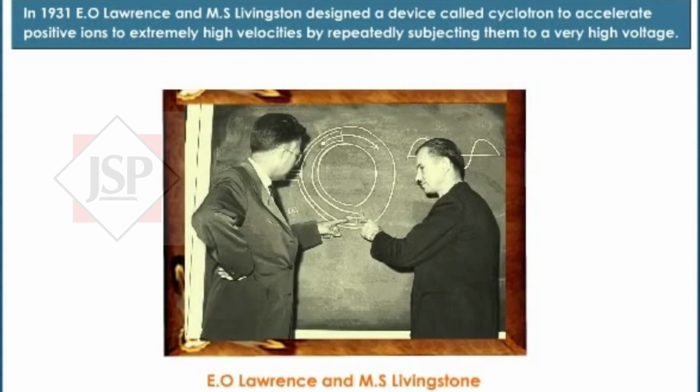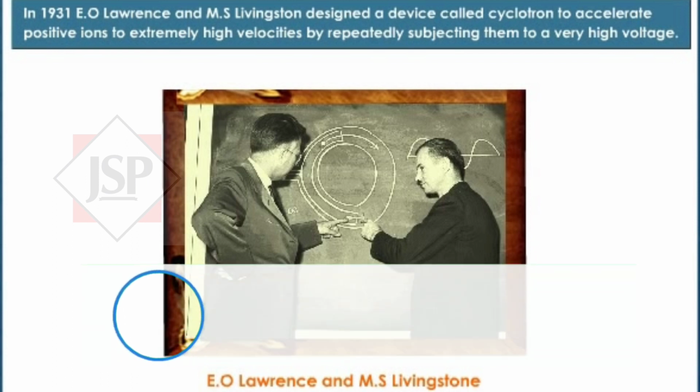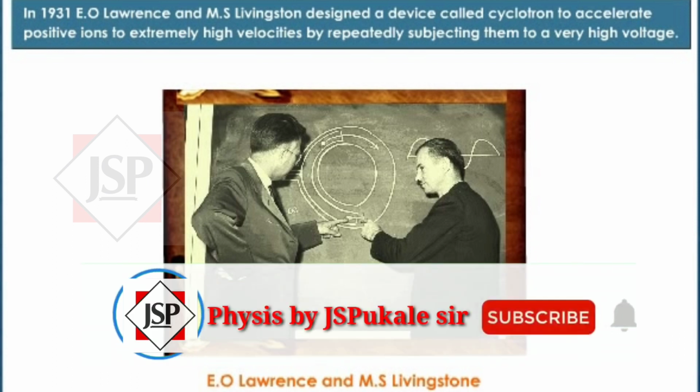In 1931, E.O. Lawrence and M.S. Livingston designed a device called the cyclotron to accelerate positive ions to extremely high velocities by repeatedly subjecting them to a very high voltage.